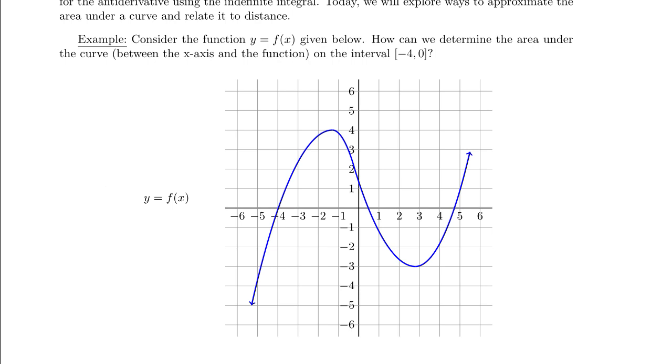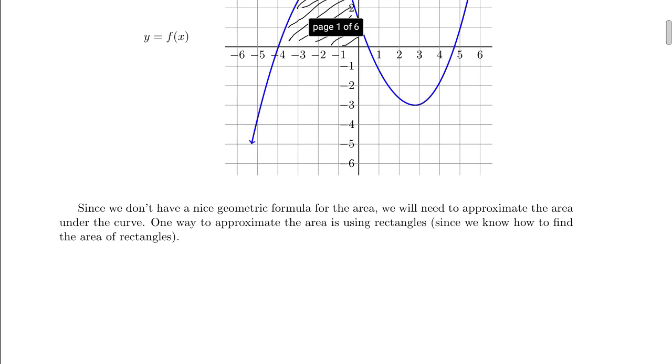So I'm looking for this area here. If we look at this curve, it's not really any nice shape that we know. It's not a rectangle, it's not a triangle, it's not a circle, it's not a semicircle. So we don't have a nice geometric formula to compute it. Since we don't have a nice geometric formula for the area, we're going to need to approximate the area under the curve. And there's a lot of ways of doing this.